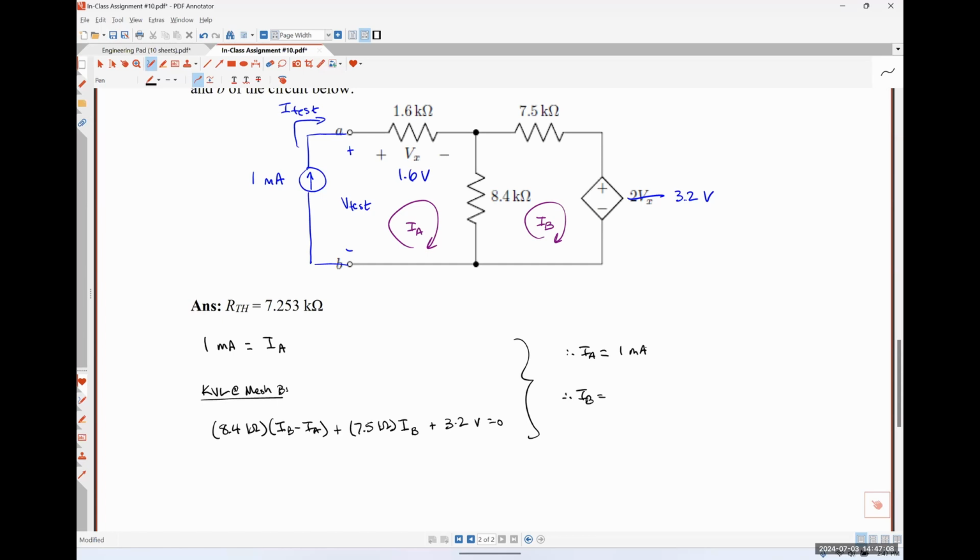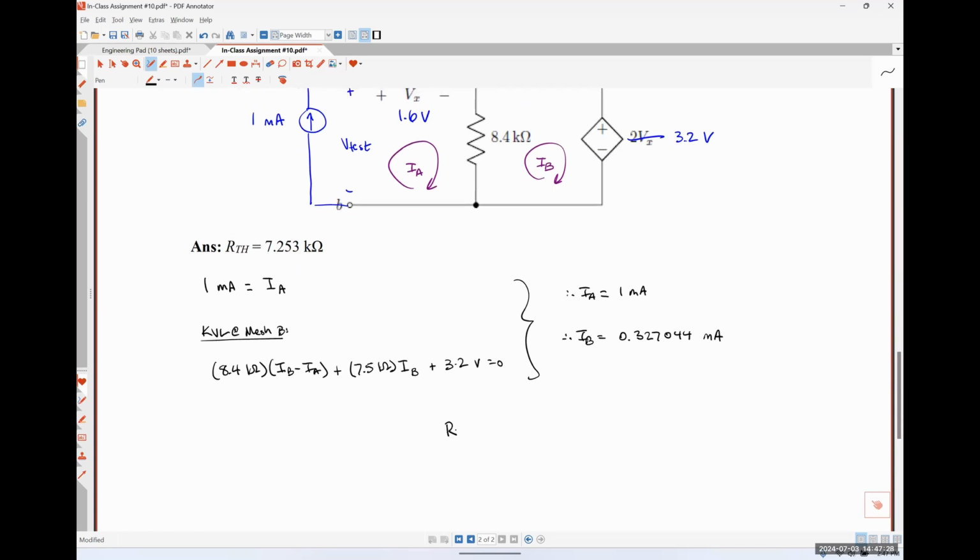Solving this system, I get IA is 1 milliamp and IB is 0.327044 milliamps. Our Thevenin resistance, actually, hold on. So that's what our IB is. How do we find V test from this?